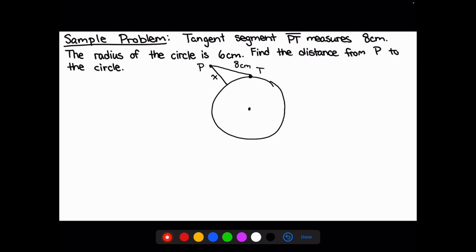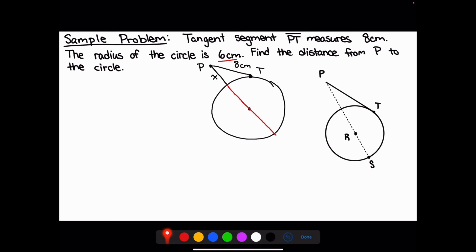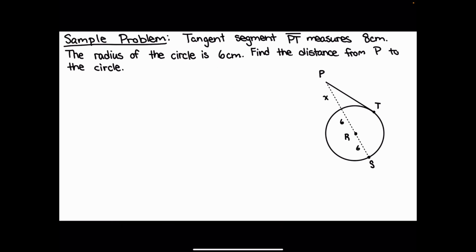So what if I extended this length of x and I have it go through the center of the circle? Well, since the radius is 6, it would be 6 on either side, which would then make this segment a secant segment. So now I have a secant and a tangent, so I can use the secant-tangent power theorem. So let me go ahead and draw this nicely. Here it is. And with this, we can go ahead and solve for our unknown variable x.